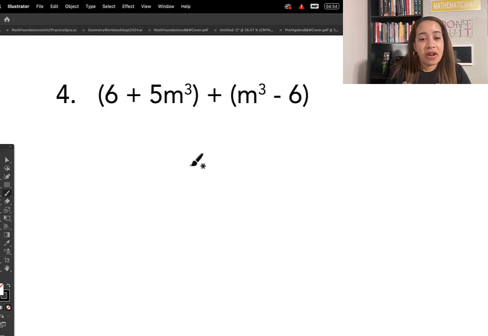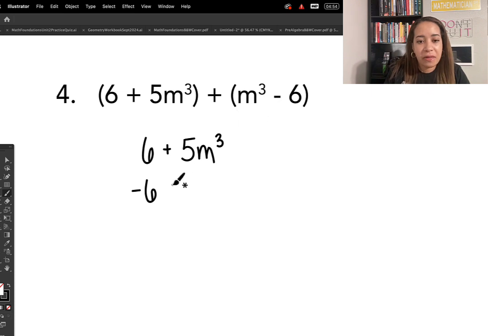So I'm going to start by copying down my first polynomial. We have 6 plus 5m to the third power. I'm going to stack up the pieces that look alike. This time I see a negative 6. We always have to remember to include the sign that's in front of the integer. So I am copying down a negative 6. I see a positive m to the third power, so I'm going to put a plus sign in front of it.